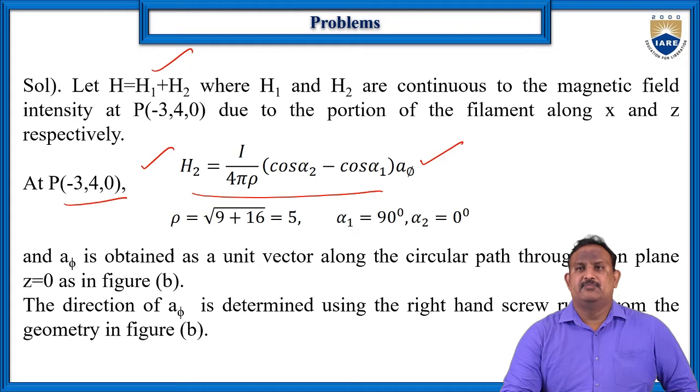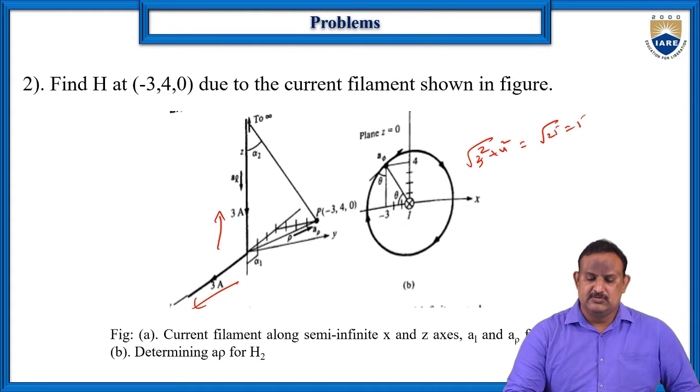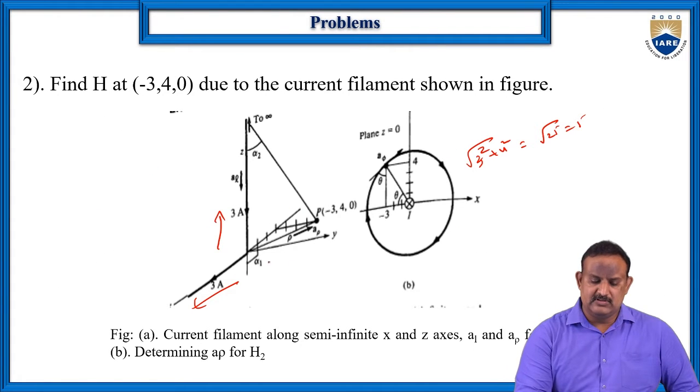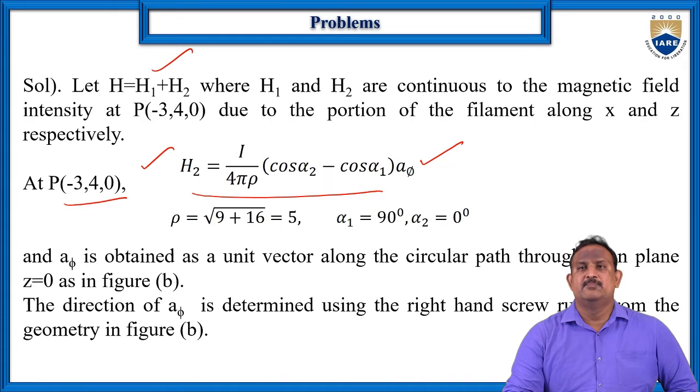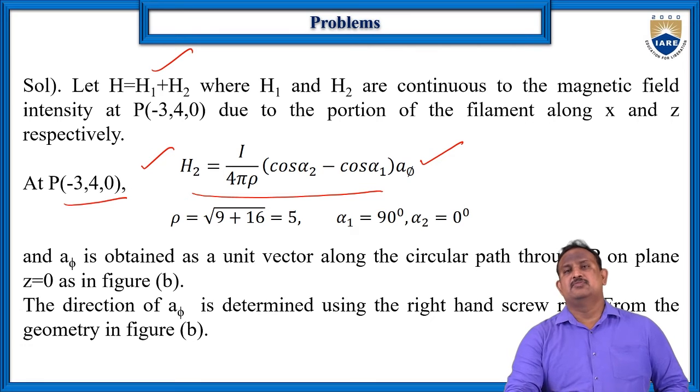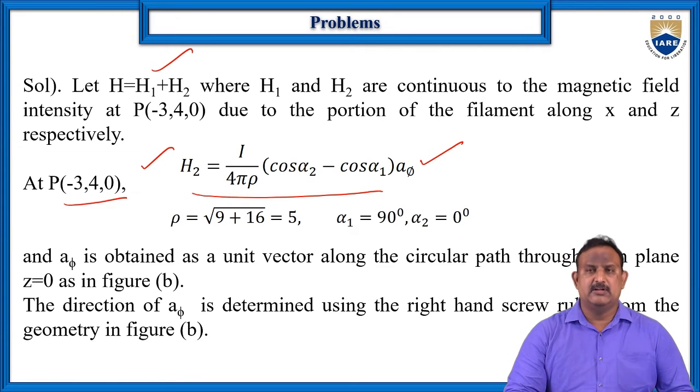Therefore, from that we can find the alpha 1 and alpha 2 values. From the figure, alpha 1 is equal to 90 degrees, and alpha 2 we need to find out. Alpha 2 value here is 0, alpha 2 equal to 0. So if you substitute these two, we can find out the H2.